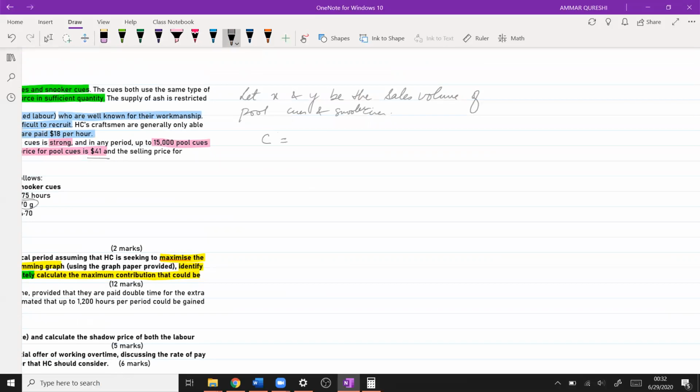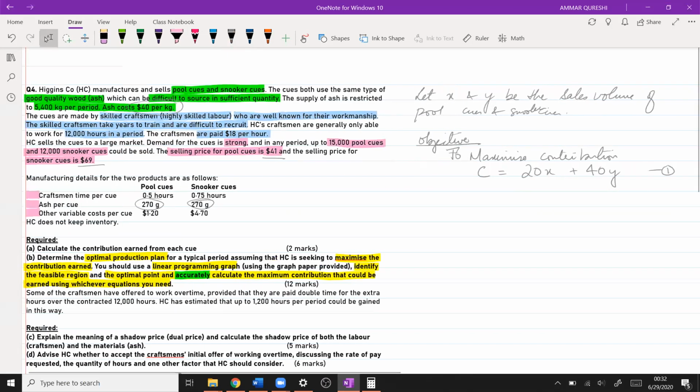So what will be the contribution function then? Our objective is to maximize contribution, and contribution or profit, both are the same. Maximize 20X plus 40Y. This is the first equation. Now, the second step is to develop constraints. And how can we develop constraints here?